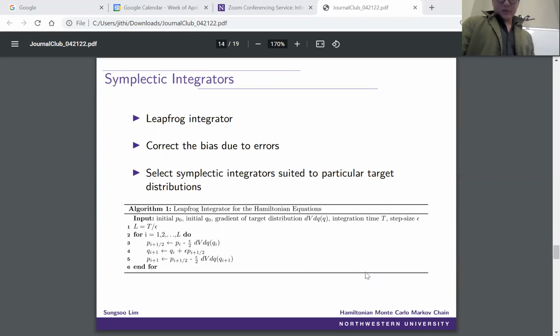The bottom is the pseudocode for the leapfrog integrator, where the inputs are the integration time, the step size, the initial conditions, and the gradient of the target distribution. Then we integrate for the predefined number of steps. With the leapfrog, people first update the momentum variable by half a step, then update the position variable a full step, and then do the remaining half step of the momentum variable.